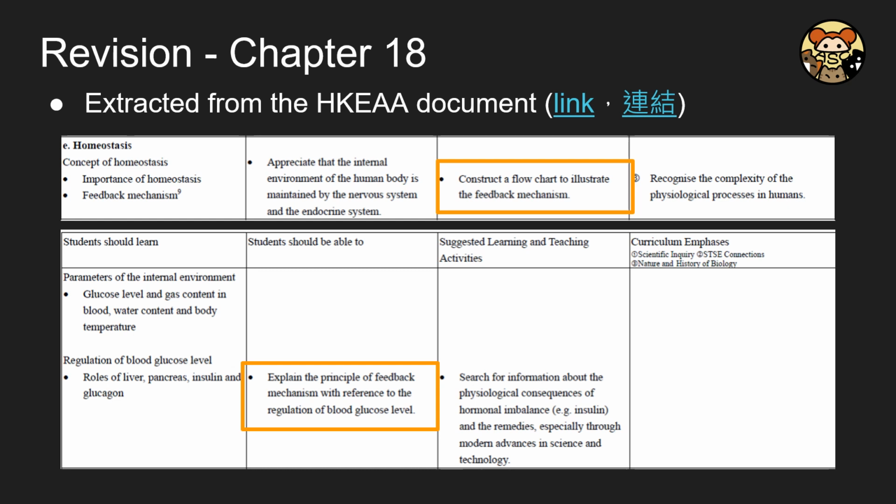Here is an extract of the HKEAA document talking about homeostasis. If your teacher chooses the elective subject of human physiology, you will definitely learn much more about glycogen and also insulin. However, if your teacher is not picking that particular elective section, then this will be the end of what you will learn about homeostasis, how to keep your body in a relatively constant condition.